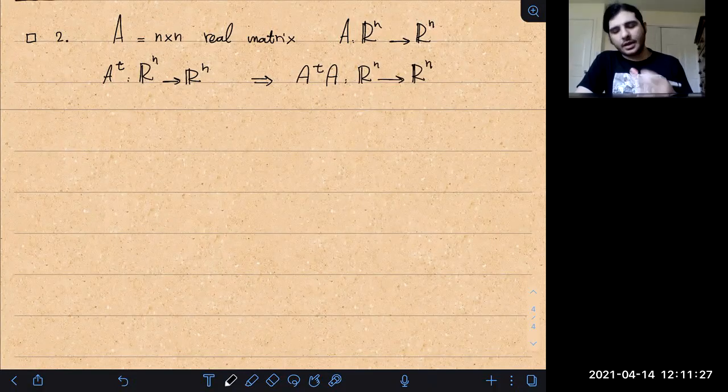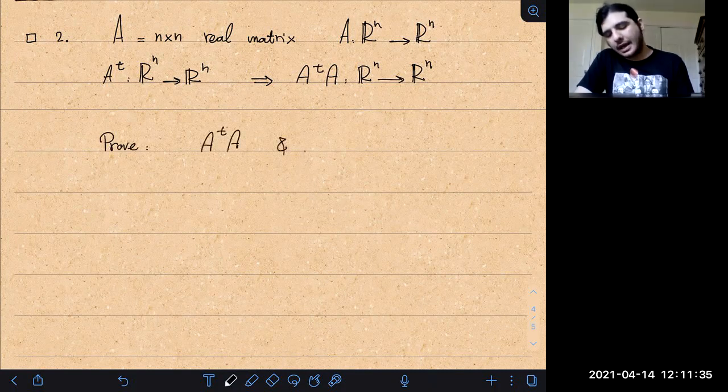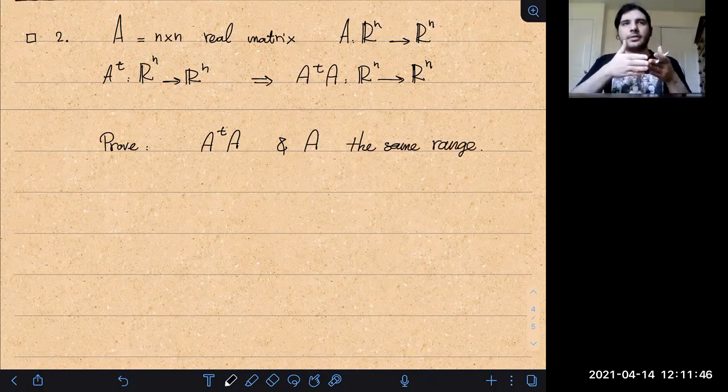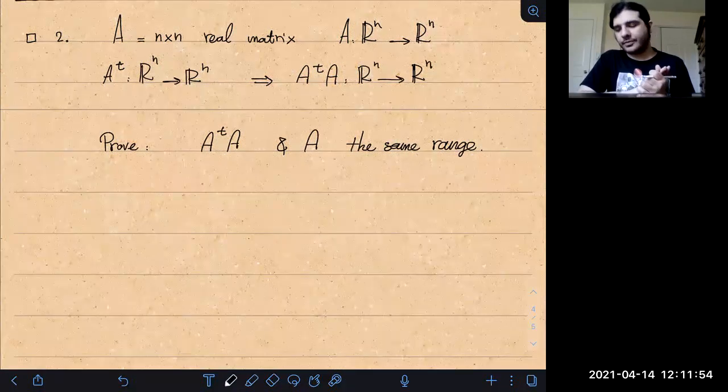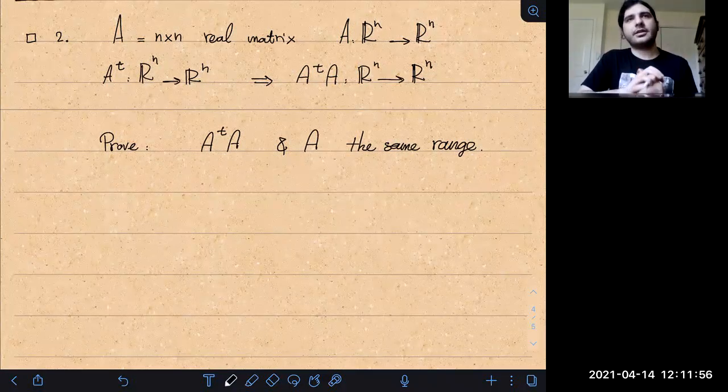Now, the theorem we want to prove is that A transpose A and A have the same range. In other words, the image of these two linear maps inside Rn, inside the codomain, coincide. They have the same range. Okay, think about this one for a few minutes.